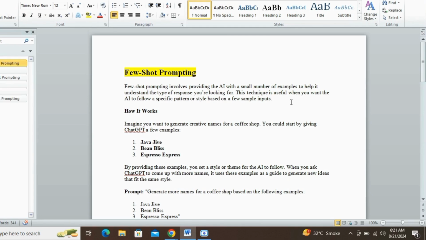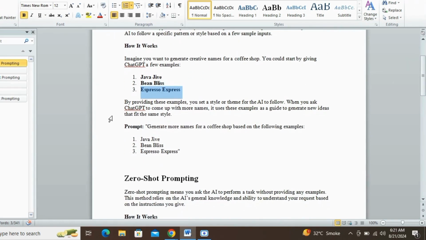First of all, we'll explore few shot prompting. This technique is like giving your AI a few examples to learn from before asking it to generate a response. Think of it as a mini training session. For example, you want ChatGPT to generate fun names for your new coffee shop. You could start with a few examples like Java Drive, Bean Bliss, Espresso Express. Now ask ChatGPT to come up with more names using these examples. By seeing these initial names, the AI gets a sense of your style and preferences.